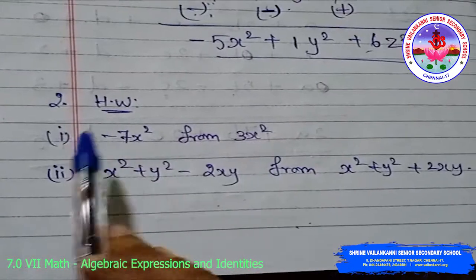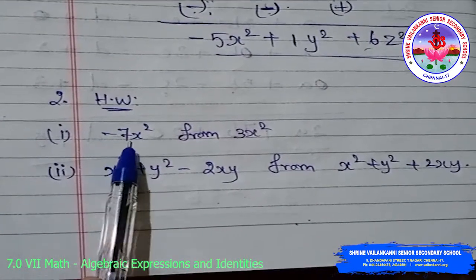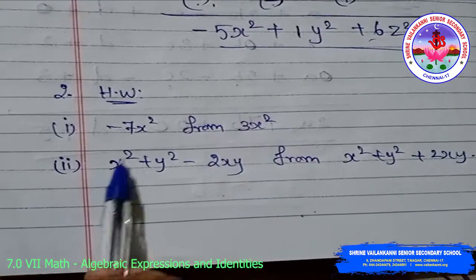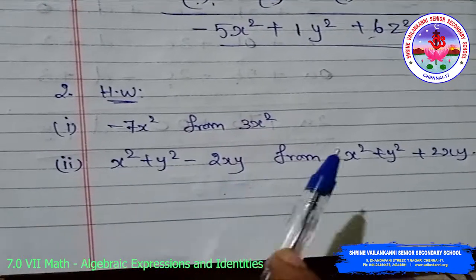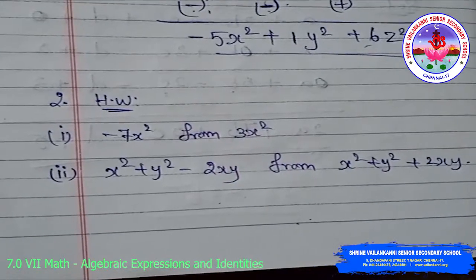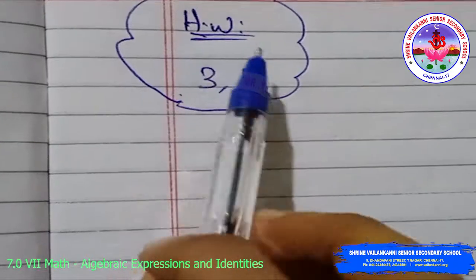Homework problem. Negative 7x squared from 3x squared. Second one, x squared plus y squared minus 2xy from x squared plus y squared plus 2xy. Next, third and fourth are fully homework.